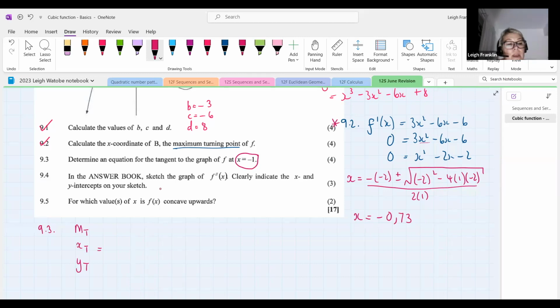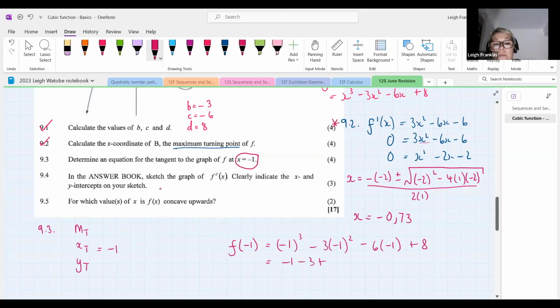They have told you that the x coordinate is negative 1. It's easy enough to work out the y coordinate because that would be f of negative 1. So if we sub that into our original equation, it would be negative 1 cubed minus 3 times negative 1 squared minus 6 times negative 1 plus 8. So that would give us negative 1 minus 3 plus 6 plus 8. So that would be 10. Okay, so we know what the y coordinate at the point of tangency is.